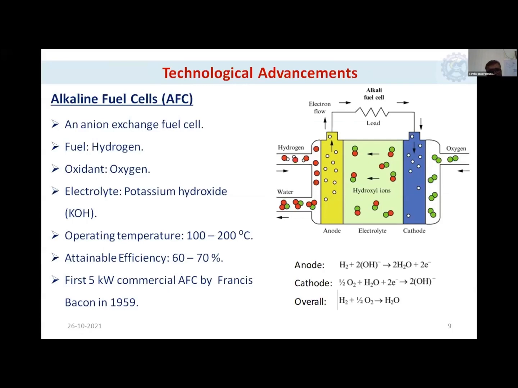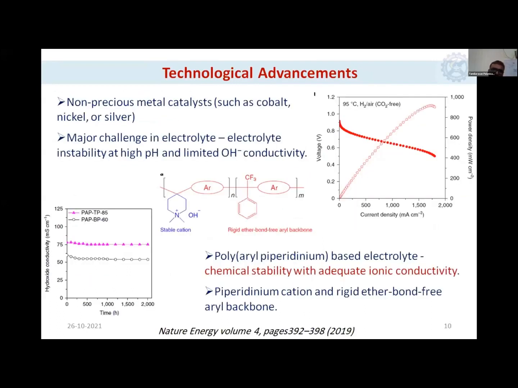But we have to keep one thing in mind. You are using highly concentrated alkaline electrolytes, so these may corrode the cell electrode materials, catalyst, and everything. So we should get a good trade-off between this. Generally, non-precious metal catalysts such as cobalt, nickel, or sometimes silver have been used as a catalyst for these alkaline fuel cells. The major challenge here is the instability of the electrolyte.